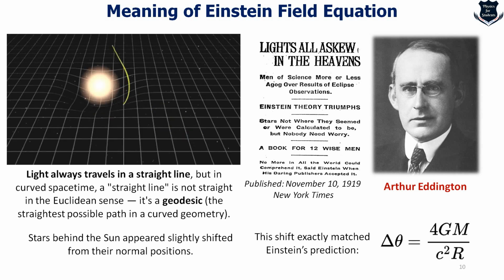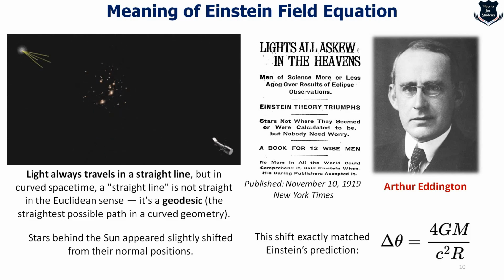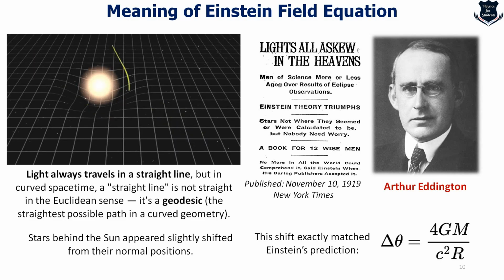As you can see here, the delta theta is what is causing the shift. So stars behind the sun, which appeared slightly shifted, matched exactly with Einstein's prediction. This was a triumph for Einstein's theoretical understanding of general relativity in something which we can actually see, and this was done by Arthur Eddington.